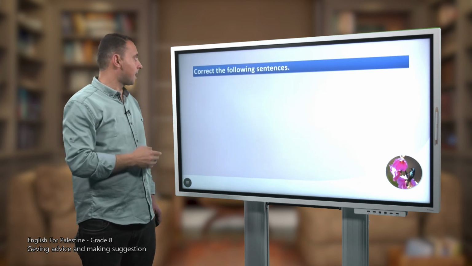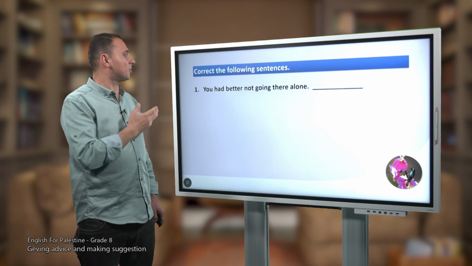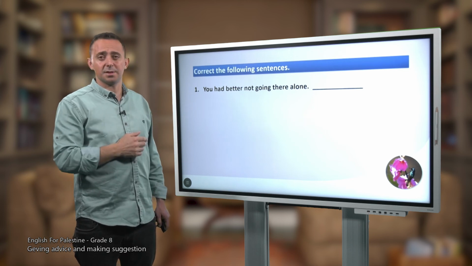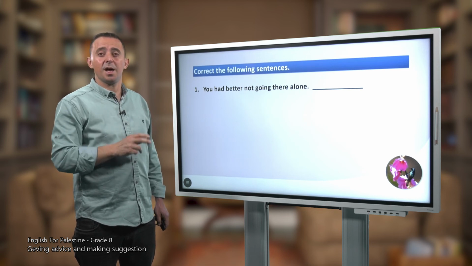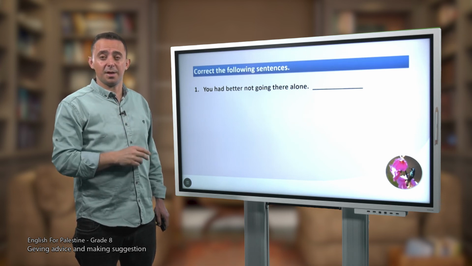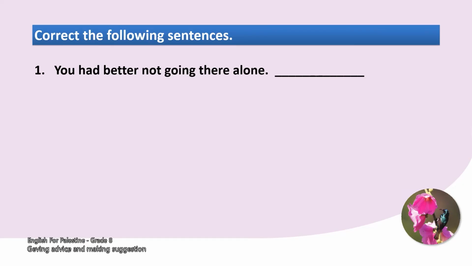Let's continue. Here we have another activity. We are going, students, to correct these sentences. Each sentence has a mistake. We are going to find the mistakes and correct it, right? Let's start. Number 1. You had better not going there alone. Again, you had better not going there alone.